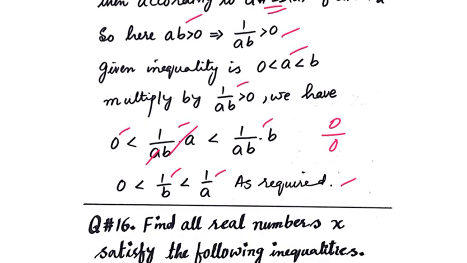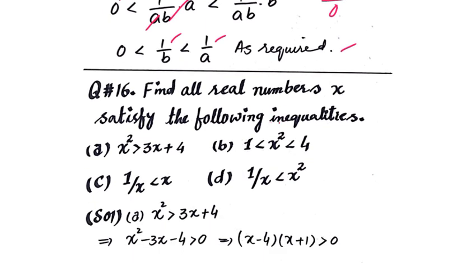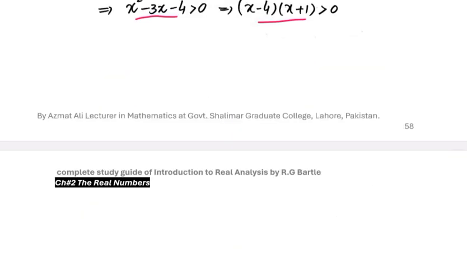Next, question number 16 is a numerical type question. Find all the real numbers x satisfying the following inequalities. x square greater than 3x plus 4. So I can write this inequality as x square minus 3x minus 4 greater than 0. And by factoring, we have x minus 4 into x plus 1 greater than 0. These are the two factors of this quadratic expression.